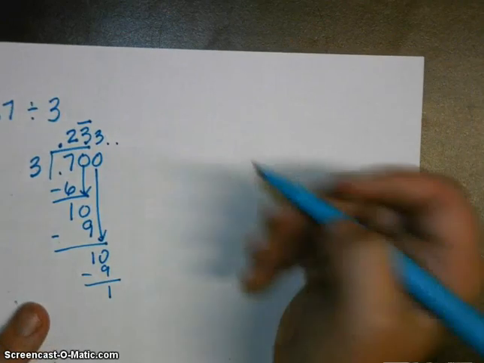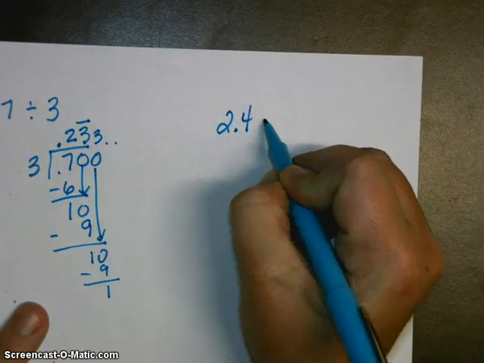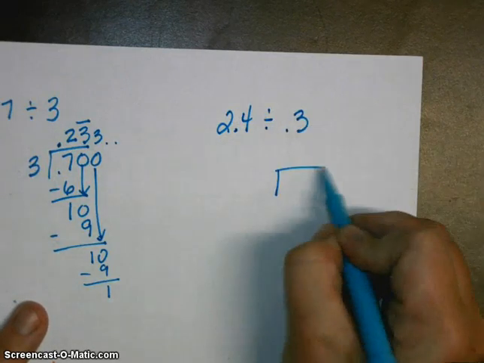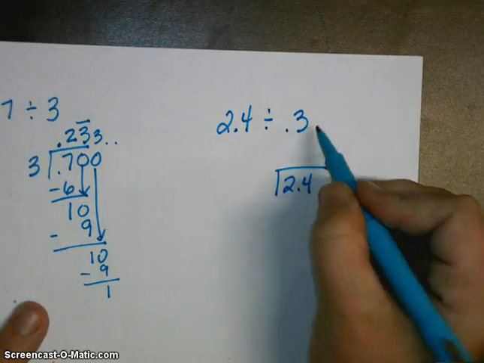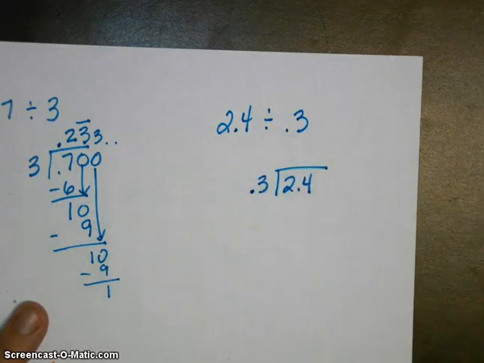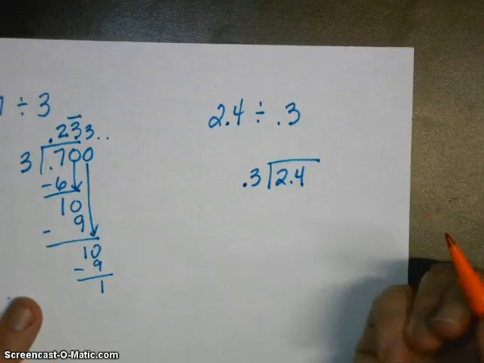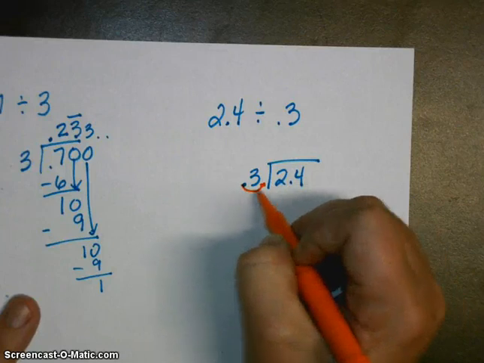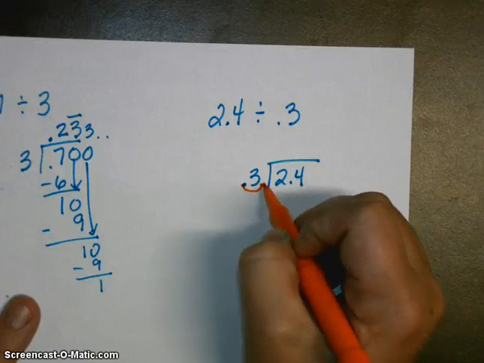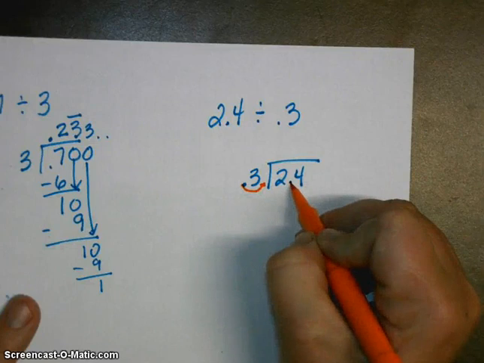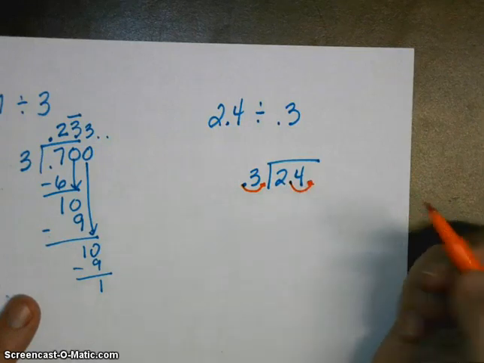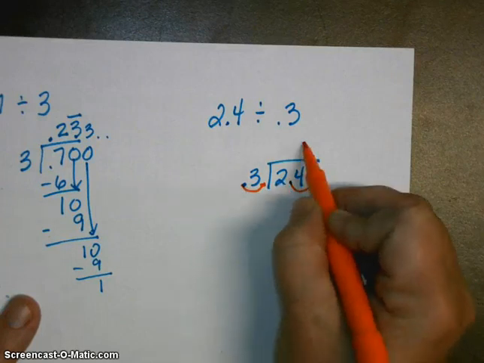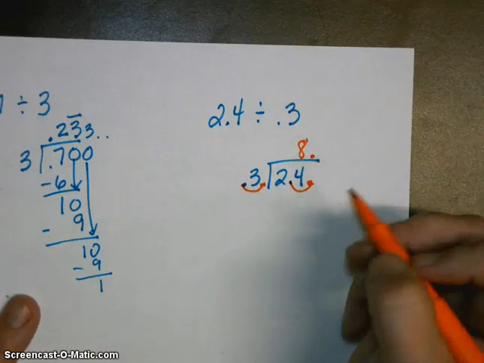Let's take a look at 2.4 divided by 0.3. Again, 2.4 goes inside the box, and I'm dividing by 0.3. I cannot have a decimal on the outside when I'm dividing, so I need to make it disappear. In order to do that, I'm going to move it behind the 3. That way it's 3 wholes. What I do to the outside, I must do to the inside. So this decimal will move over here, so it becomes 24 wholes, and I move the decimal straight up. 3 doesn't go into 2, but 3 goes into 24 8 times. So my final answer is 8.